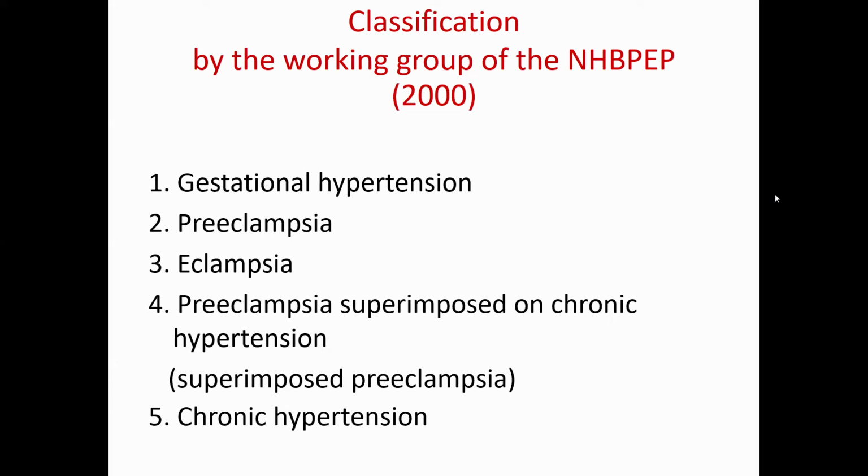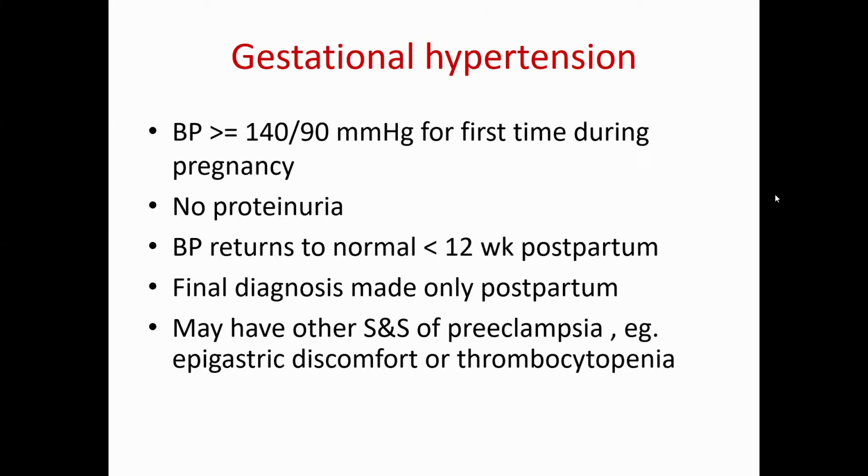So there is a specific classification of hypertensive disorder in pregnancy. According to the National High Blood Pressure Education Program, it has been divided into 5 classes: gestational hypertension, preeclampsia, eclampsia, preeclampsia superimposed on chronic hypertension, and the final class is chronic hypertension only. So gestational hypertension is 140/90 blood pressure after 20 weeks of gestation, which is not associated with proteinuria.